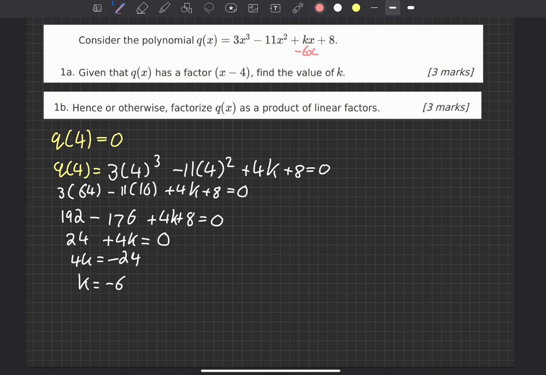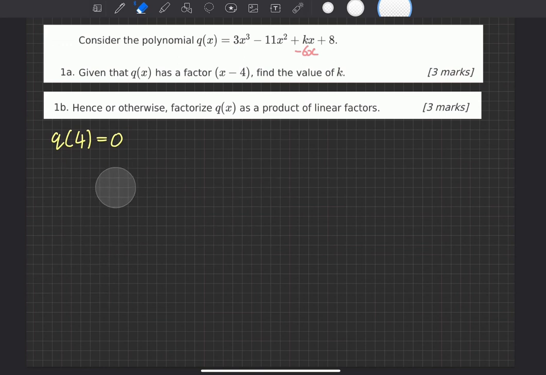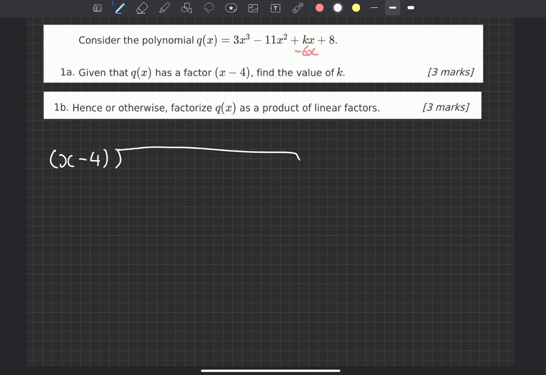And hence or otherwise, factorize Q(x) as a product of linear functions. Now that we have the full function, we can linearize it, or write it as a product of linear functions. First things first, we want to do long division. We want to take this x minus 4 and remove it from 3x cubed minus 11x squared minus 6x plus 8. We want to just solve this long division real quick.